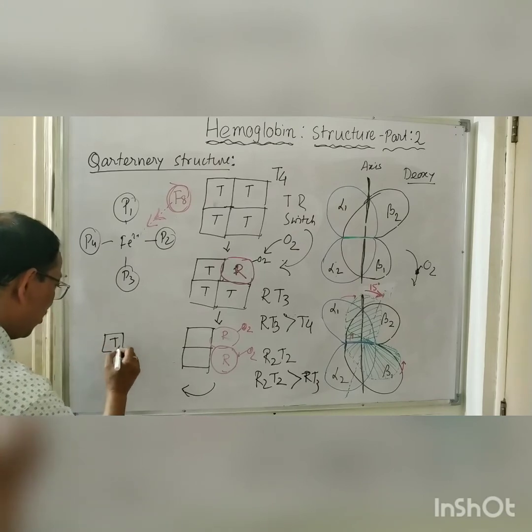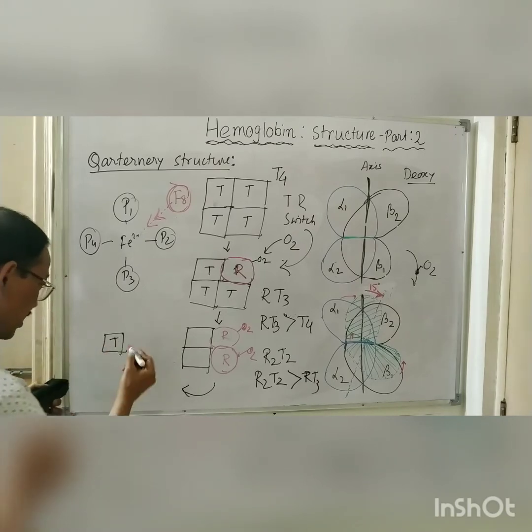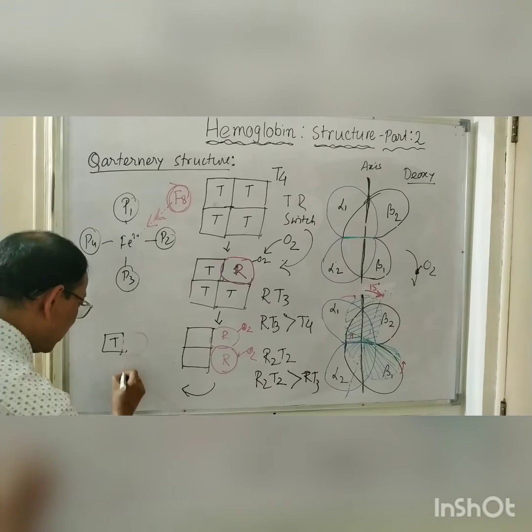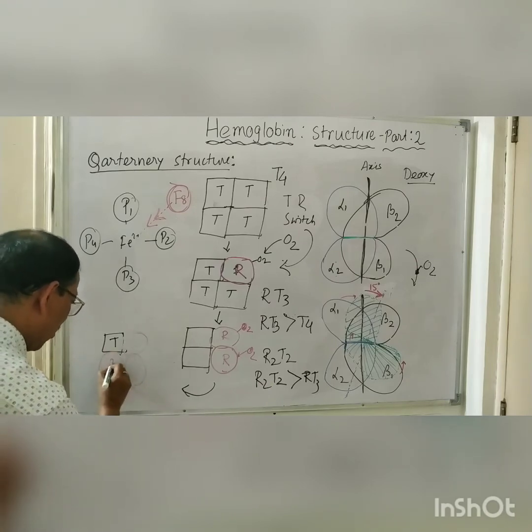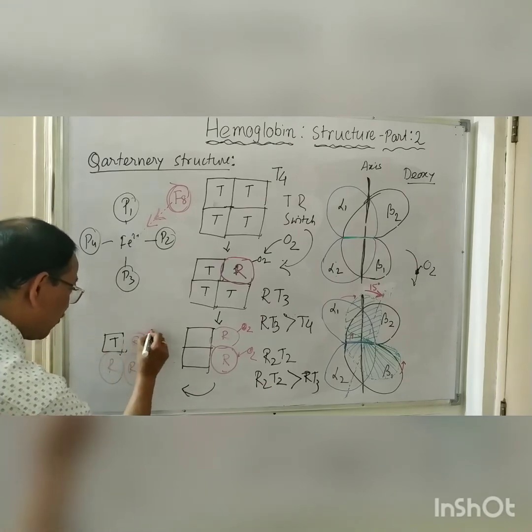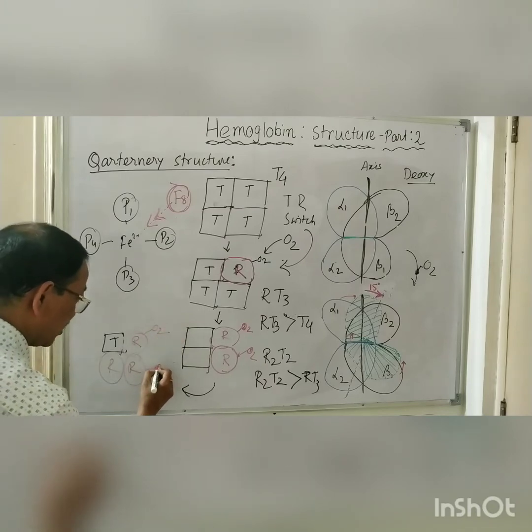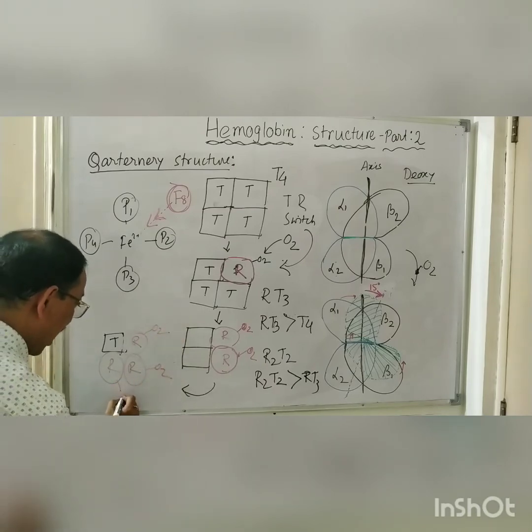So this is the T form. This will be the O form, this will be the O form. This is the R form, this is the R form, this is the R form. So first O2, second O2, and the third O2.